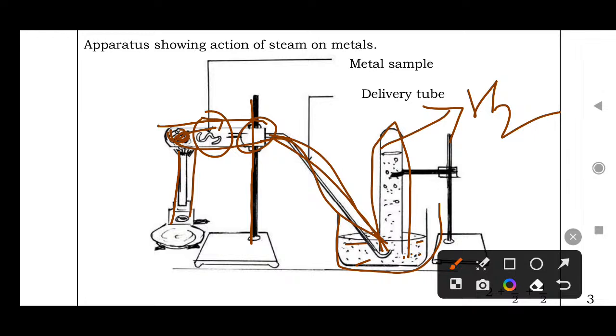And which parts did they ask to label here? One is the metal sample and the other is the delivery tube.